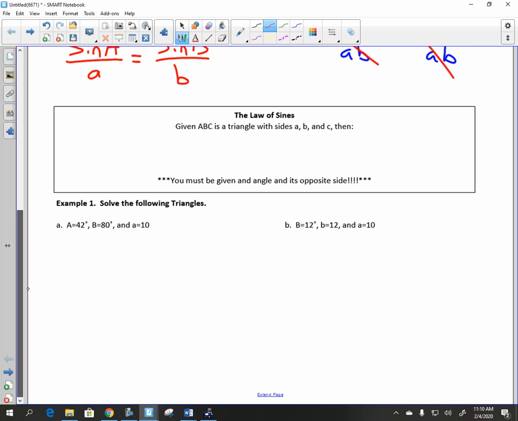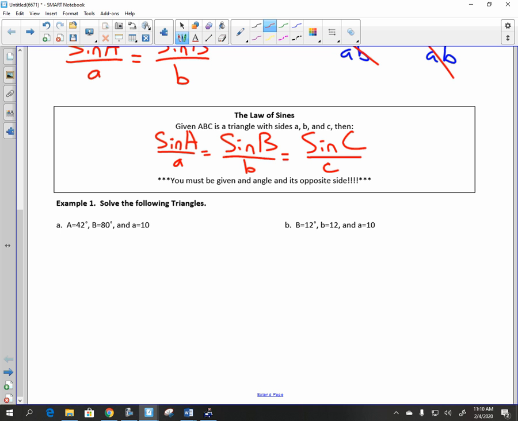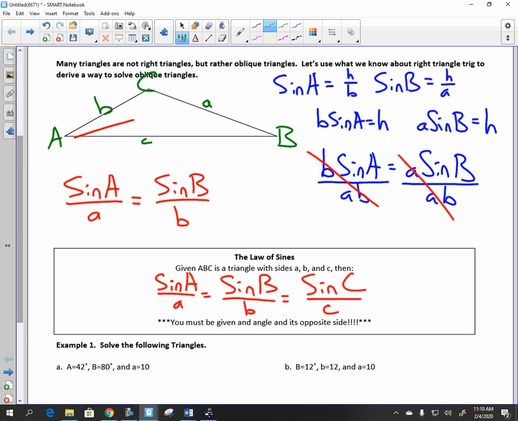We had a goal, and we came up with this. Sine of A over A is equal to sine of B over B is equal to sine of C over C. Beautiful. The law of sines. The law of sines is very useful, but it requires this. You need to have an angle and its opposite side, or an angle and its opposite side, or an angle and its opposite side. That is what drives the law of sines.